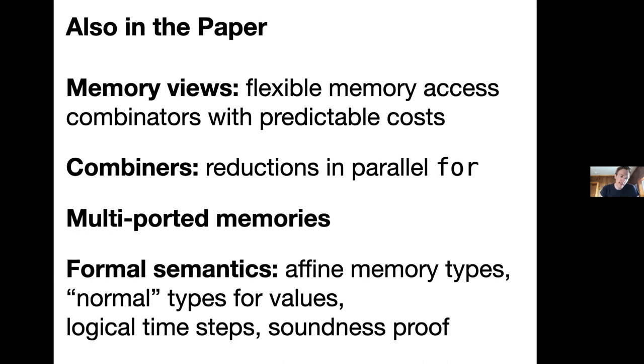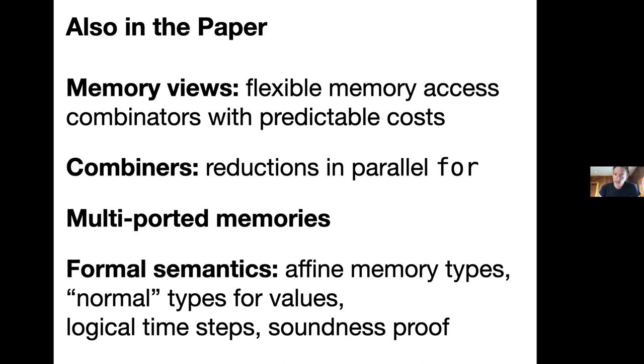And finally, we formalize the core of these semantics, that is the basics of the ordered and unordered composition, and the consumable nature of memories through the use of affine types in a formal semantics, with a fairly understandable big step operational semantics and a really crazy small step operational semantics that we hope are equivalent. And we did a soundness proof for the small step operational semantics.